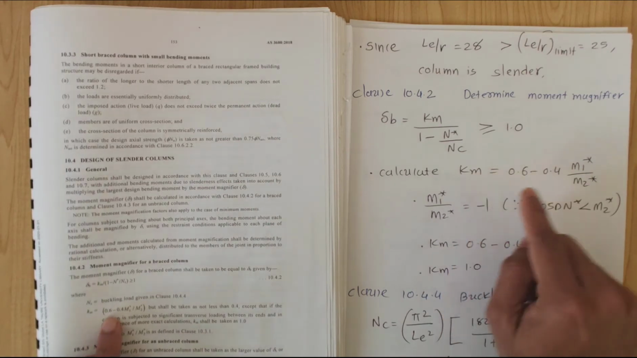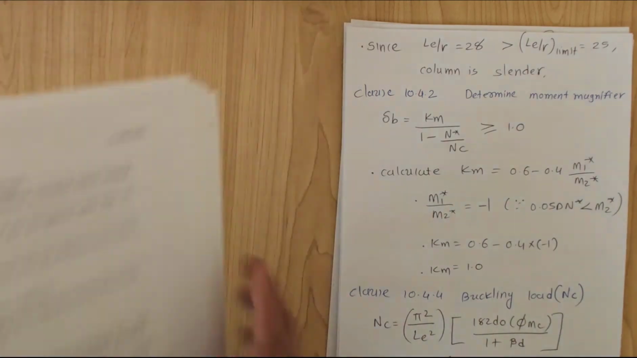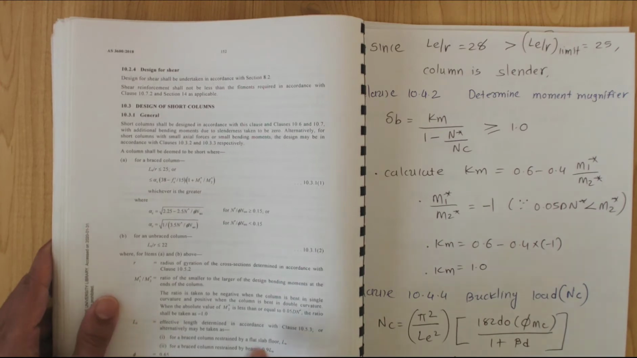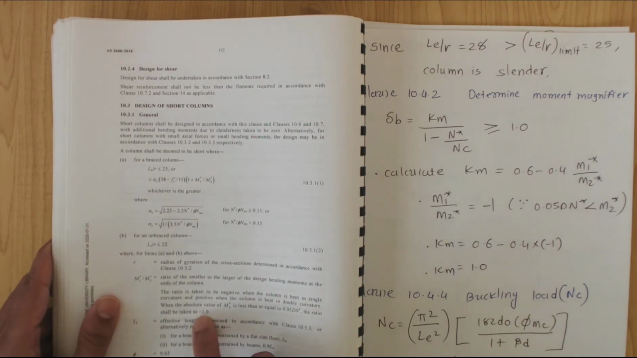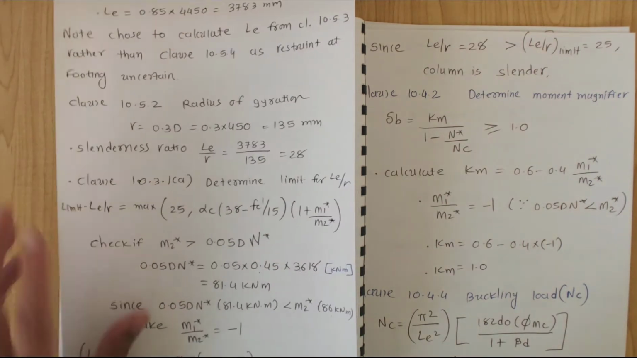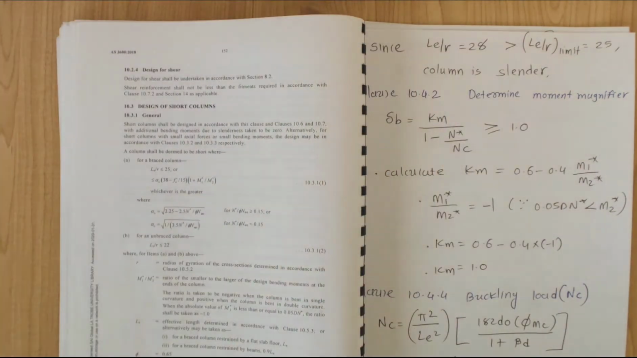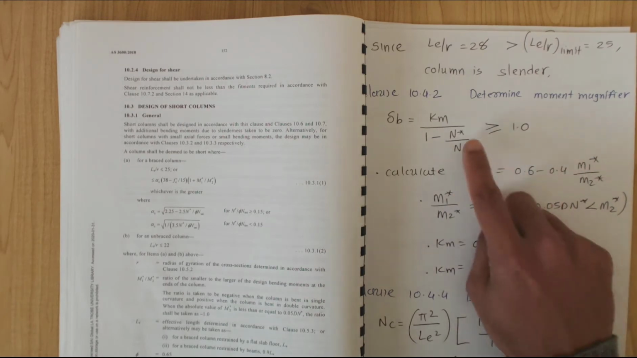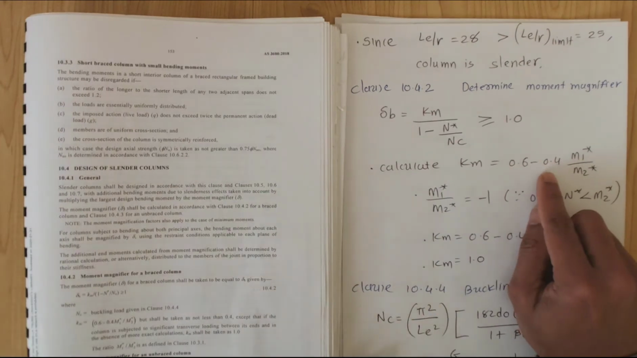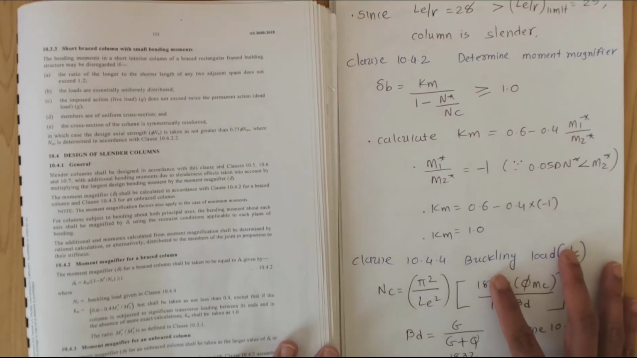The Km factor is 0.6 take away 0.4 M1 star over M2 star, and this M1 star over M2 star is the ratio of the smaller to the largest moment. We look at the conditions here, therefore we took it as -1. I think in the last videos we saw that M1 star over M2 star is -1 based on these conditions. So for those conditions we substitute -1 here. So 0.6 minus 0.4 times -1 gives me 0.6 plus 0.4, which gives me 1. So that is the Km.